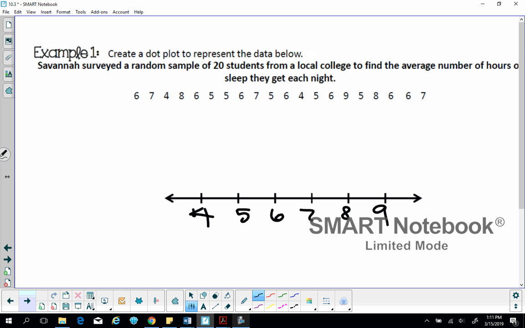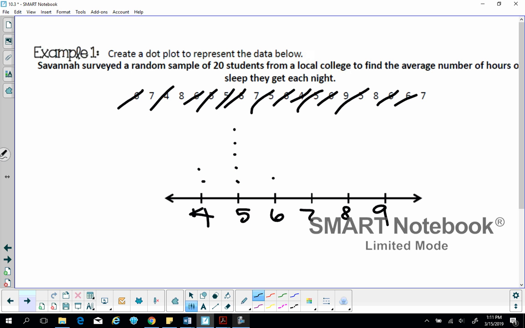So now you're just saying how frequently you see that number. How many times do you see 4? Count. 2. 2, right? And cross it out when you're done. How many times do you see 5? 1, 2, 3, 4, 5. Good. How many 6s? 7. 1, 2, 3, 4, 5, 6, 7. Beautiful.